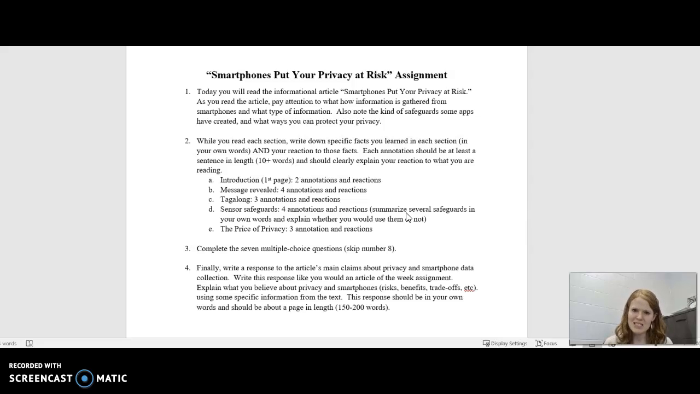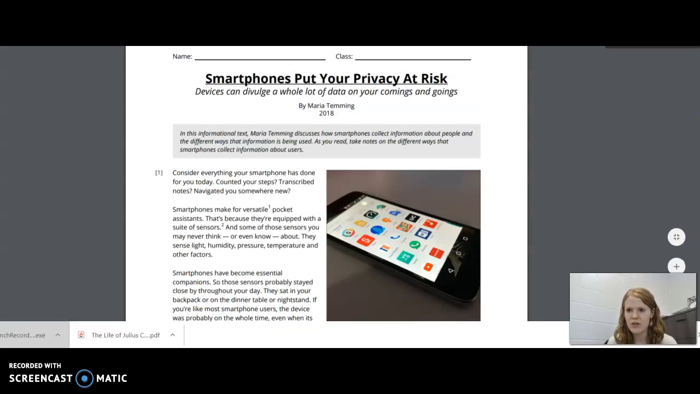Think of this as, like I said, an article of the week reflection, and also almost like a discussion that we would be having, but you're having a discussion on paper, explaining what your views are and why. Make sure that you use some specific evidence from the text to show your knowledge. It should be in your own words. It should be written out, and it should be about a page in length, so 150 to 200 words. If you'd rather type it out, that's fine as well. Either way is okay.